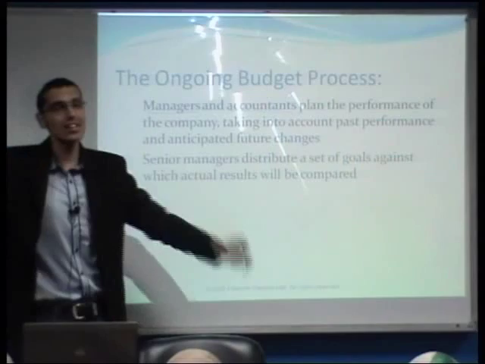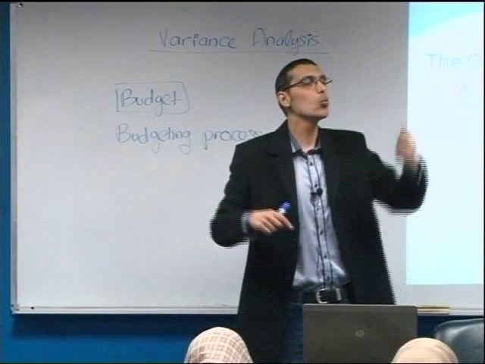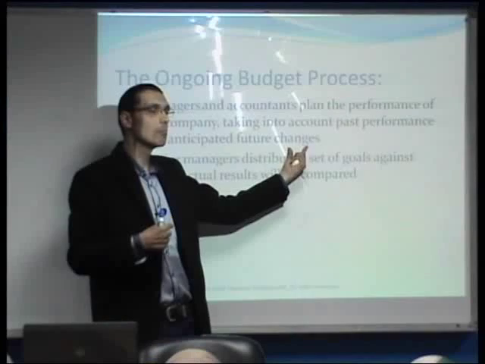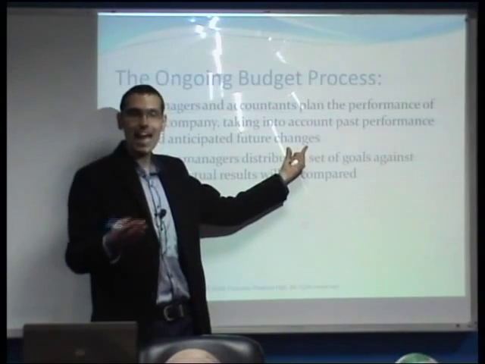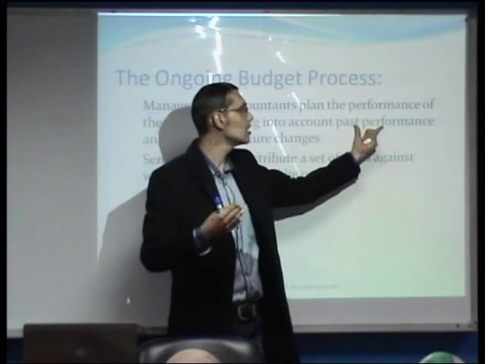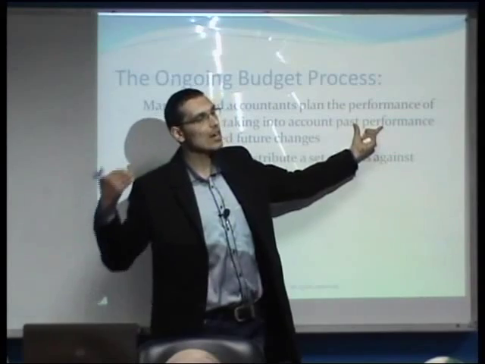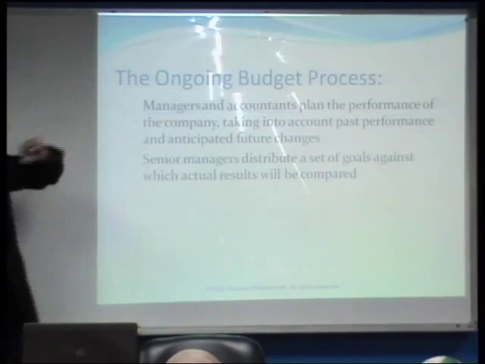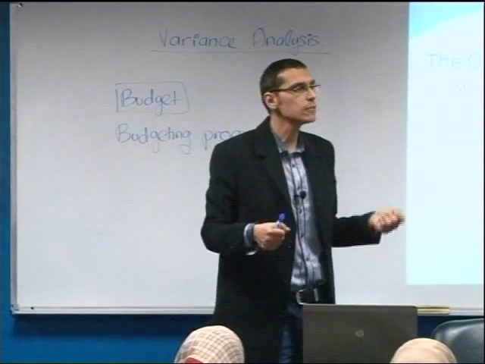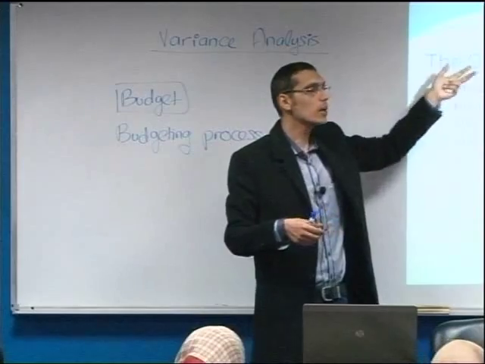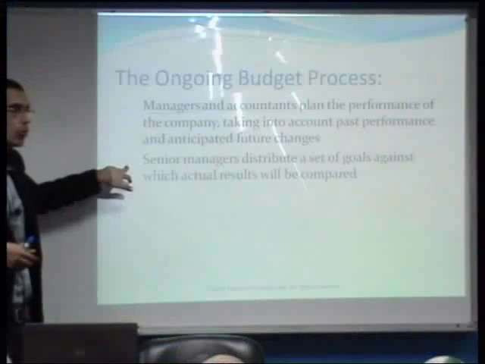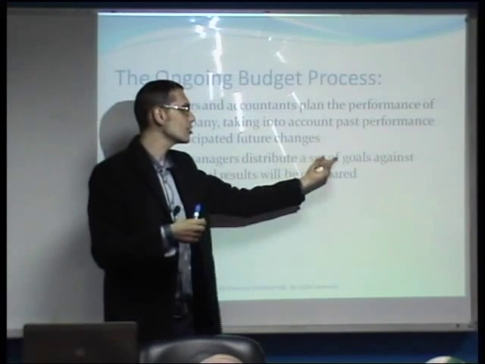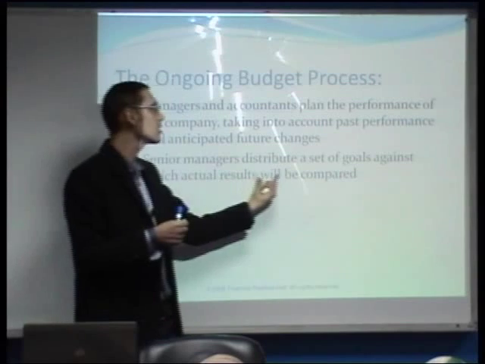And of course, not only the past, we also need to consider what might happen in the future. What are the changes that might occur in the future, as well as the analysis of our past information in order to predict the future. This is the first phase of any budgeting cycle, the preparation of the budget. Number two, now we need the senior managers to distribute a set of goals against which actual results will be compared.